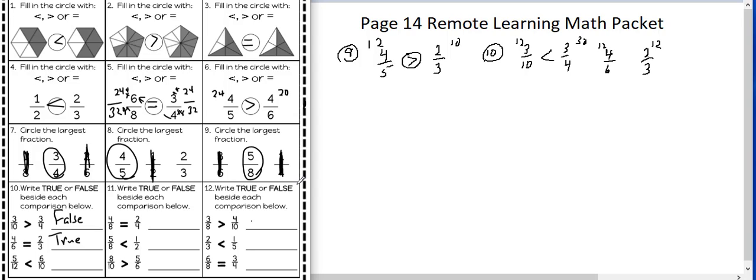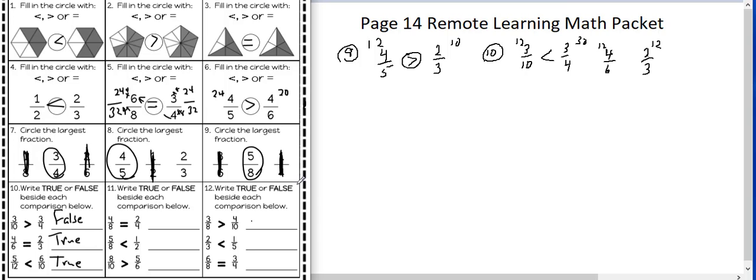Here I have 5/12 and 6/10. Now here I can look again. 5/12, that's less than 1/2. And 6/10 is greater than 1/2, so this would be true. I also could have worked it out and done the cross multiplying. All right, number 11.